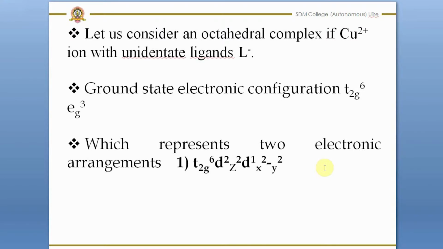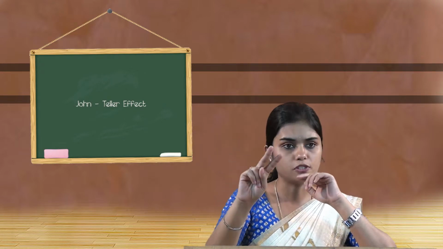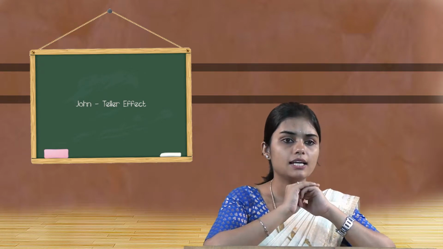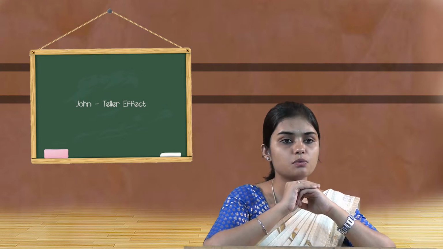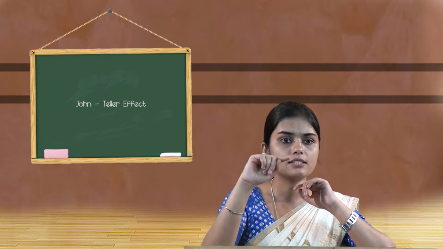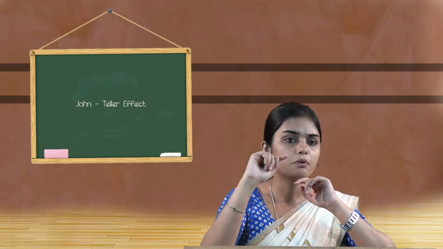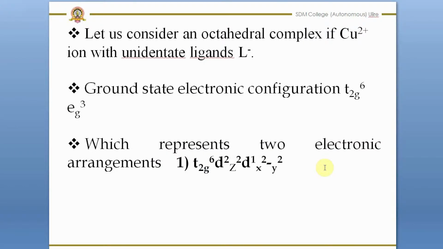But there is a problem with eg, as it consists of two orbitals, dx2-y2 and dz2. As there are three electrons, there can be two possibilities. One possibility is t2g6 dx2-y2 2 dz2 1, and the next possibility is t2g6 dz2 1 and dx2-y2 2... more precisely, t2g6 dz2 2 and dx2-y2 1.